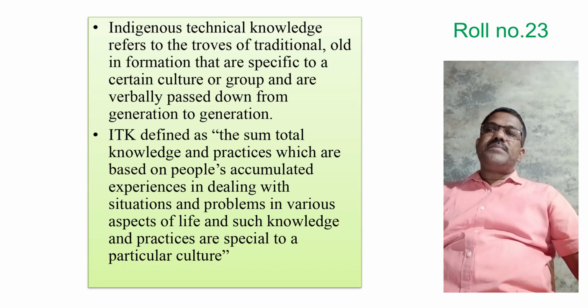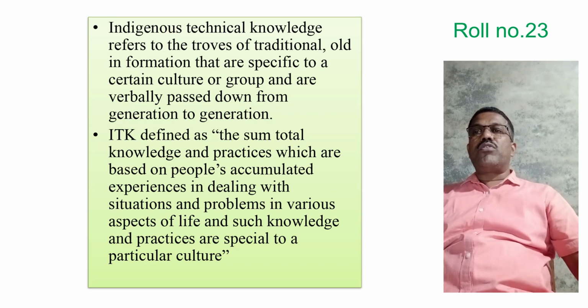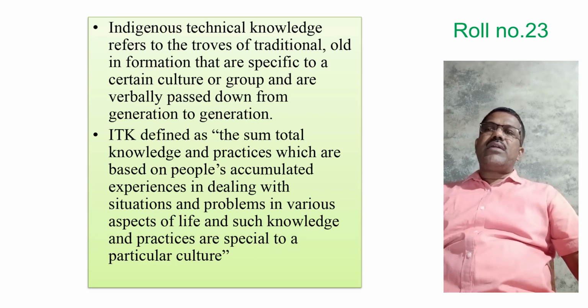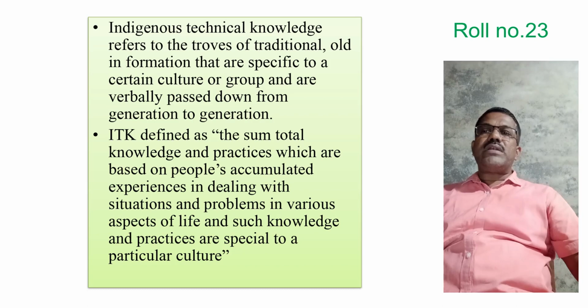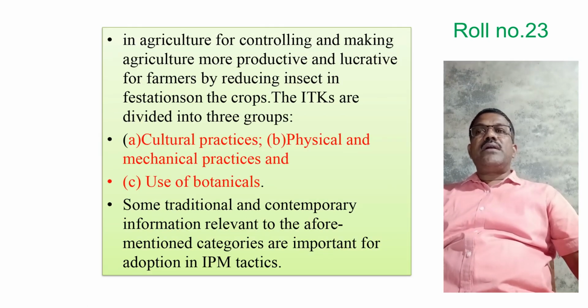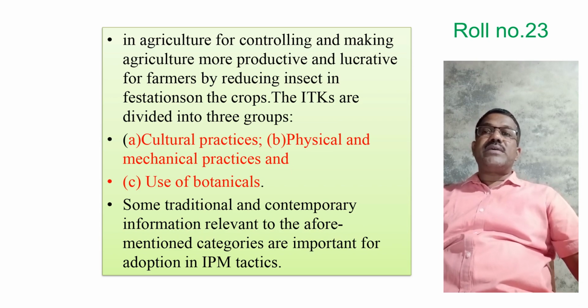Indigenous technical knowledge refers to traditional old information that is specific to a certain culture or group and is passed down from generation to generation. Indigenous technical knowledge is defined as the sum total of knowledge and practices based on people's accumulated experience in dealing with situations and problems in various aspects of life, and such knowledge and practice are special to a particular culture. In agriculture, it is used for making agriculture more productive and durable for farmers by reducing insect infestation in crops.